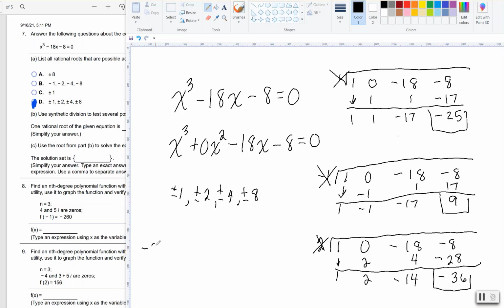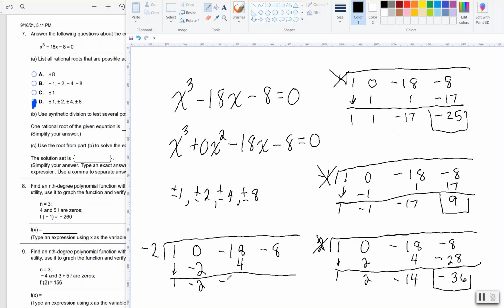Negative 2. Negative 2 is on the outside. 1, 0, negative 18, negative 8. Drop the 1. Multiply. Negative 2 times 1, negative 2. Add, get negative 2. Negative 2 times negative 2, positive 4. Add, negative 14. Negative 2 times negative 14, positive 28. Add 20. Again, not 0. That is not a root.